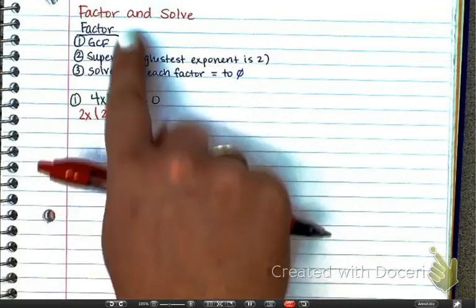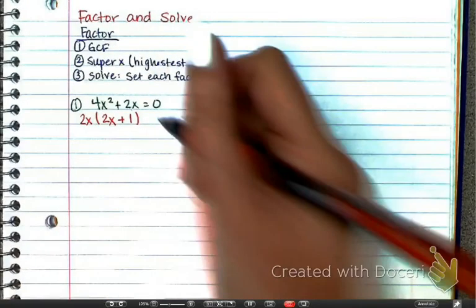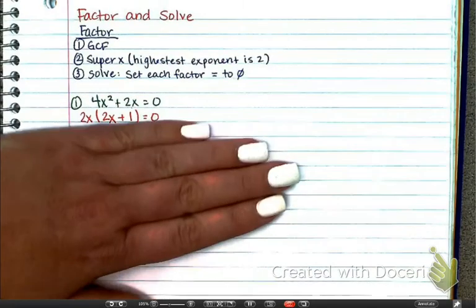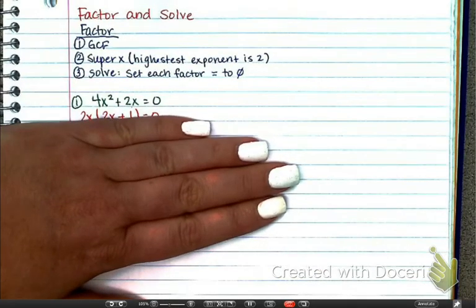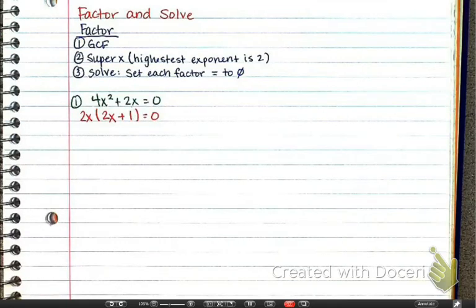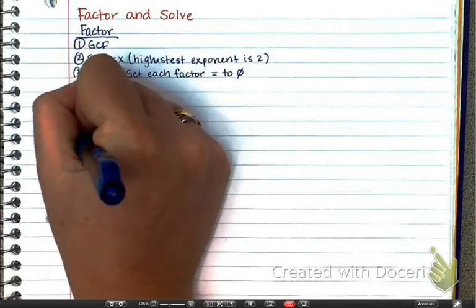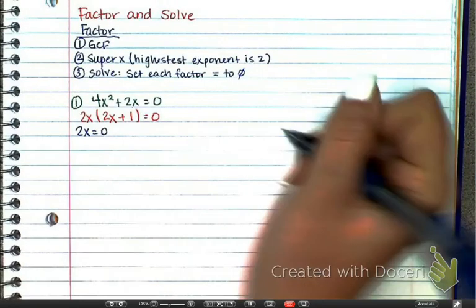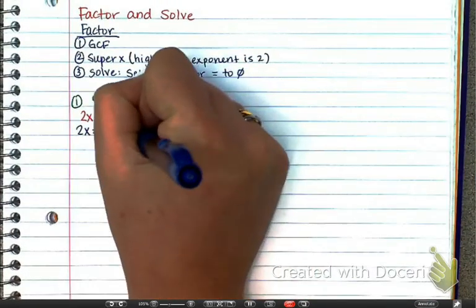Okay, so we went through our factoring. The final step is to solve. What in this top equation tells me I'm probably going to solve it? The equal sign. Anytime you have an equal sign, you solve for the variable. Okay? So I'm going to solve just what you did in your warm-up. So what am I going to set equal to 0? 2x equals 0 and 2x plus 1 equals 0.